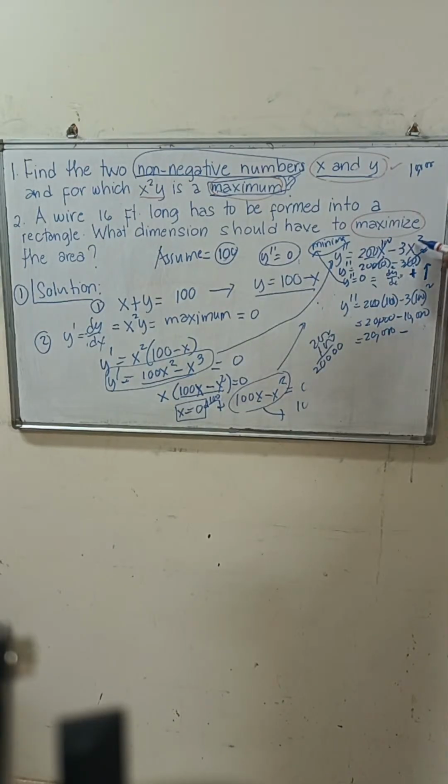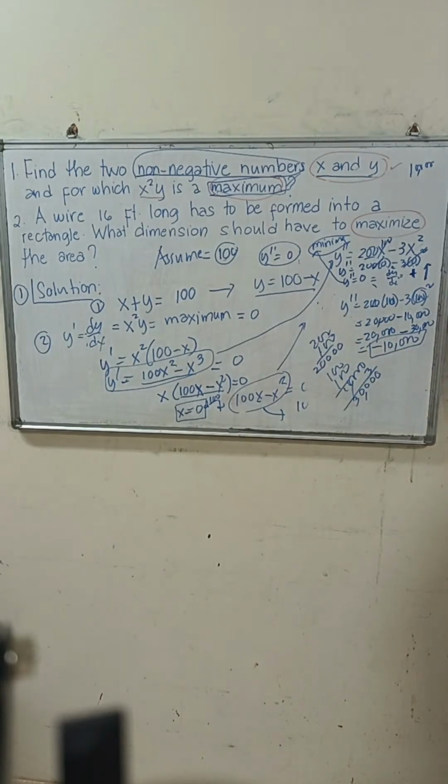Then 100 squared is 10,000, four zeros. 10,000 times 3 is 30,000. So 20,000 minus 30,000 is equal to negative 10,000. So your second derivative is a negative value. When your second derivative is negative, that means you are obtaining a relative maxima.